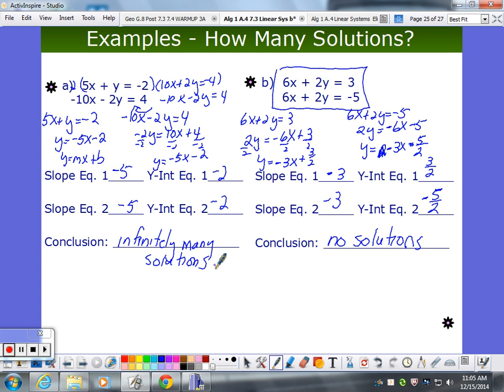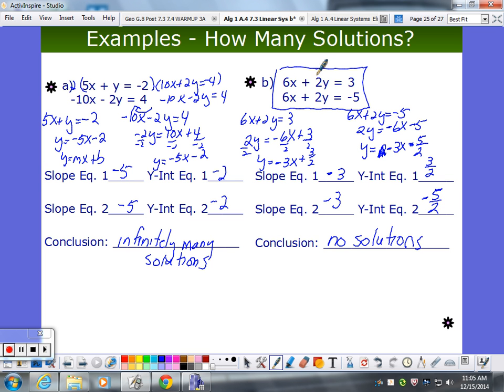Yes? You see something like that on a test? Can you just say the equations are the same? Yeah, now what you would do is you always want to show me why you're thinking what you're thinking. Say, you know what? I can multiply this top one by negative 2 and I get the exact same equation. Therefore, there are infinitely many solutions. Absolutely, you can do that.